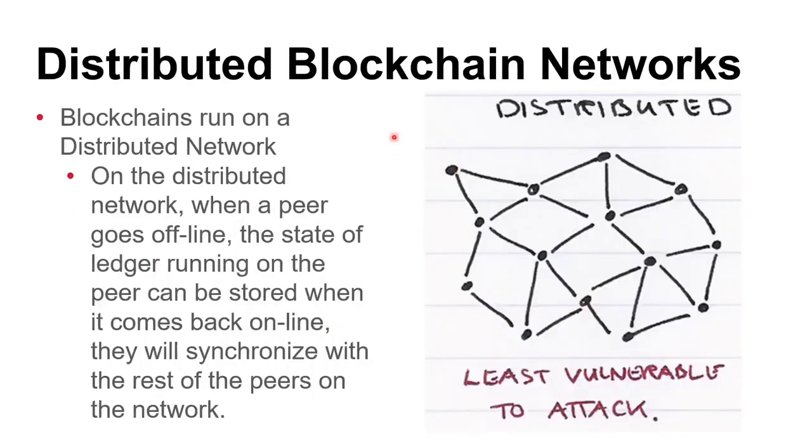So here we see a distributed network. There are no focal points. Every node is a peer. So if any one of these goes offline, another node can step up to take its place. And there are no central authorities on a distributed network.